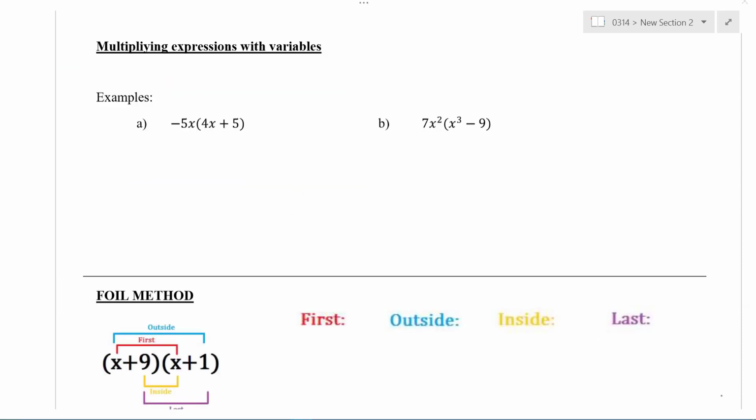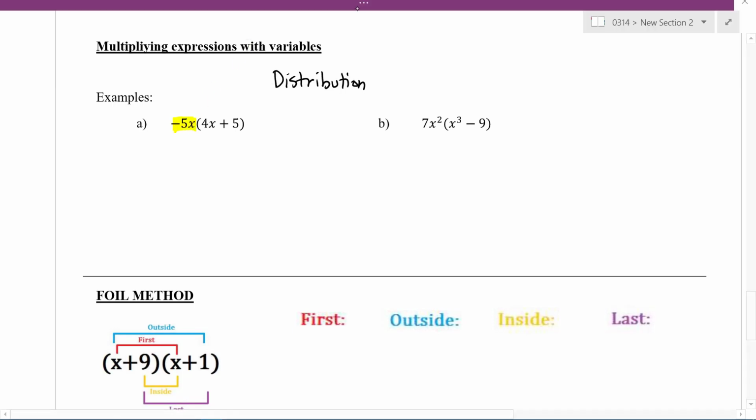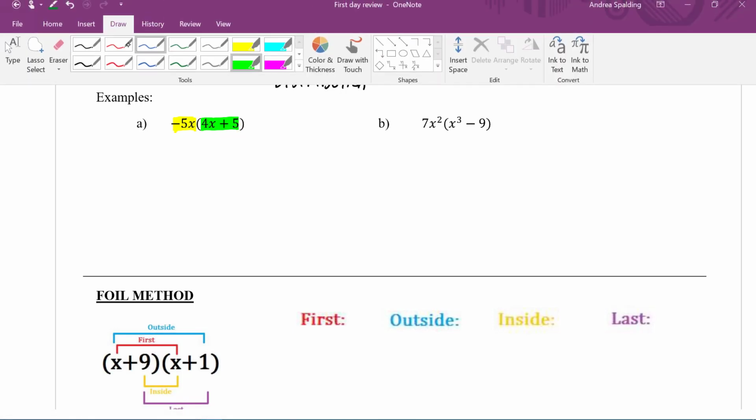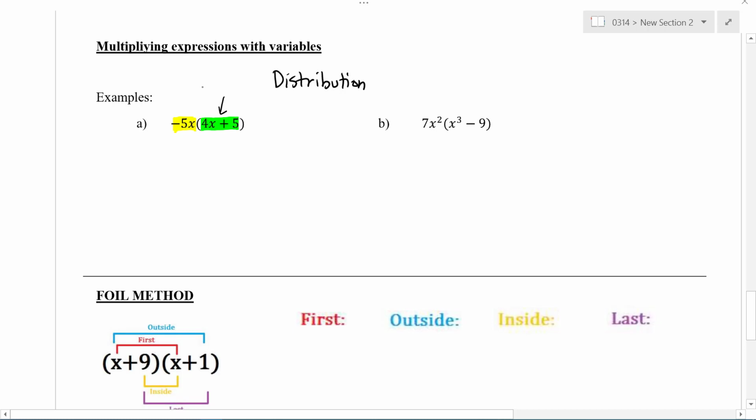Alright, the last thing I want to review is multiplying expressions that contain variables. Okay, so I have a couple of examples here. Both of these are going to use something called distribution, or the distributive property. So here we see that we have a -5x, and that's in front of some parentheses, and the parentheses are containing two terms, a 4x and then a plus 5. Terms are things separated by plus and minus signs. So inside of here we have what we call two terms. The negative 5x by itself is one term.